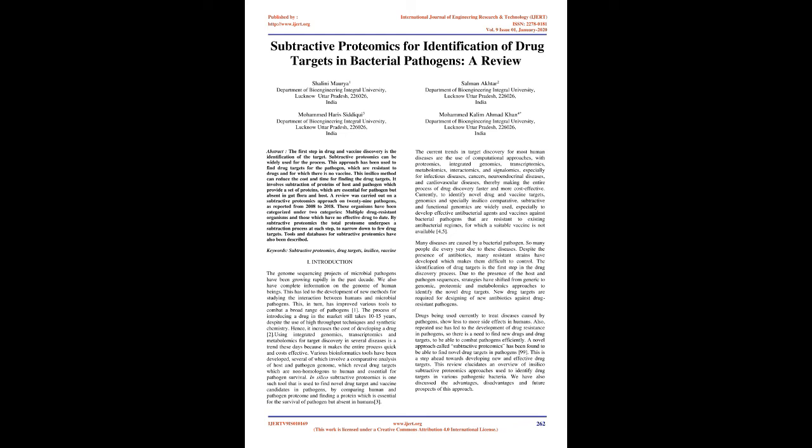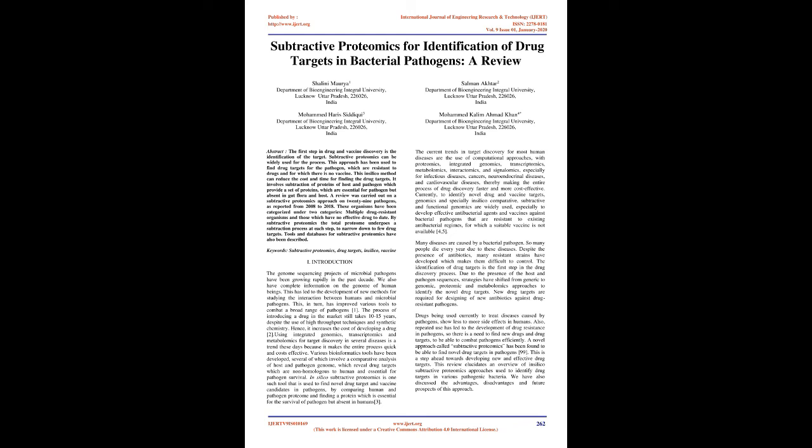3. The current trends in target discovery for most human diseases are the use of computational approaches, with proteomics, integrated genomics, transcriptomics, metabolomics, interactomics, and signalomics, especially for infectious diseases, cancers, neuroendocrinal diseases, and cardiovascular diseases, thereby making the entire process of drug discovery faster and more cost-effective. Currently, to identify novel drug and vaccine targets, genomics, and especially in silico comparative, subtractive and functional genomics are widely used, especially to develop effective antibacterial agents and vaccines against bacterial pathogens that are resistant to existing antibacterial regimes, for which a suitable vaccine is not available.